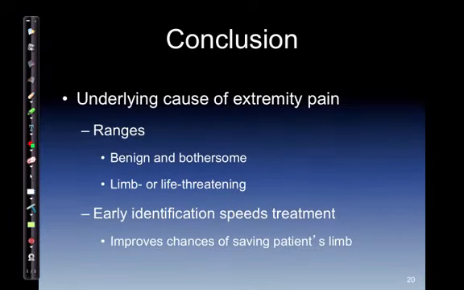In conclusion, the underlying cause of extremity pain can range from benign and bothersome to limb or life-threatening conditions. Early identification of the limb-threatening conditions by the paramedic speeds treatment for the patient and improves the chances of saving the patient's limb.